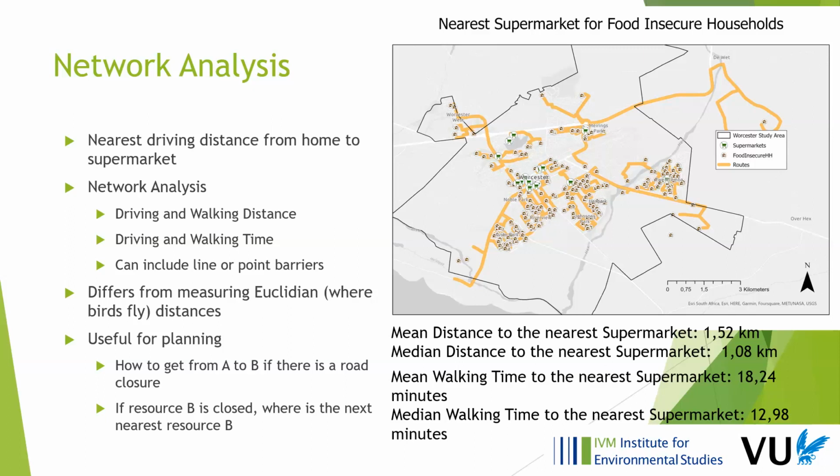In this example, again, I looked at the nearest distance from a household to the nearest supermarket. I wanted to look at the driving distance, but I also wanted to look at walking time. So here, I was able to measure both and get a mean distance to the nearest supermarket of 1.5 kilometers, with a median distance to the nearest supermarket being just over 1 kilometer. When we factor in walking, the mean walking time to the nearest supermarket was about 18 minutes, and the median walking time was close to 13 minutes.